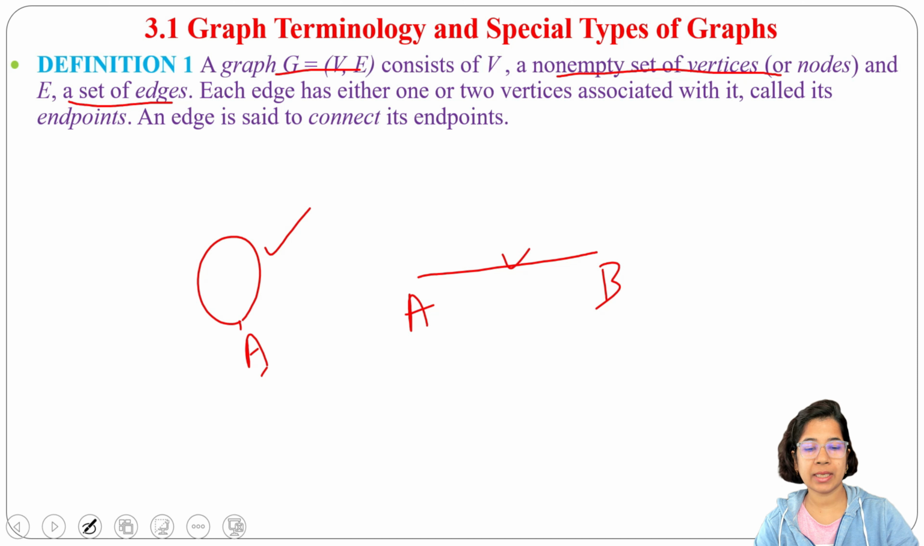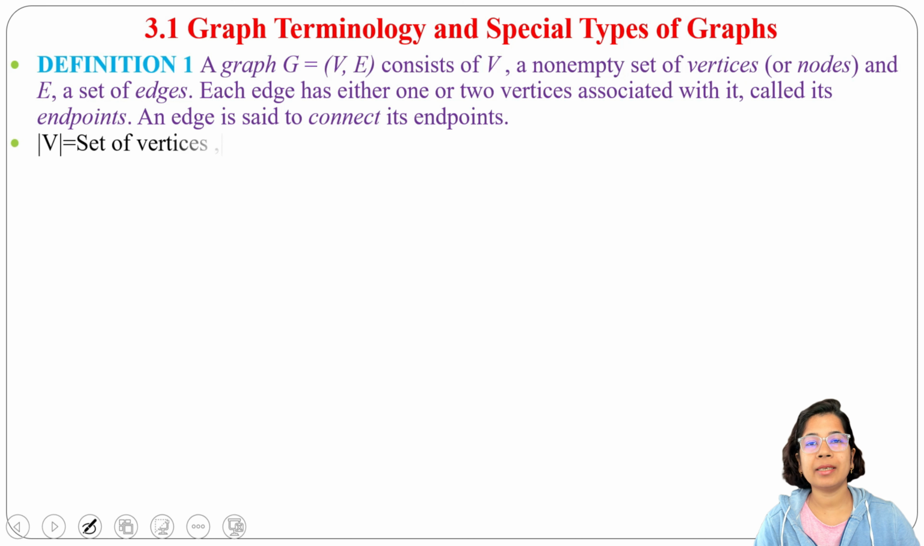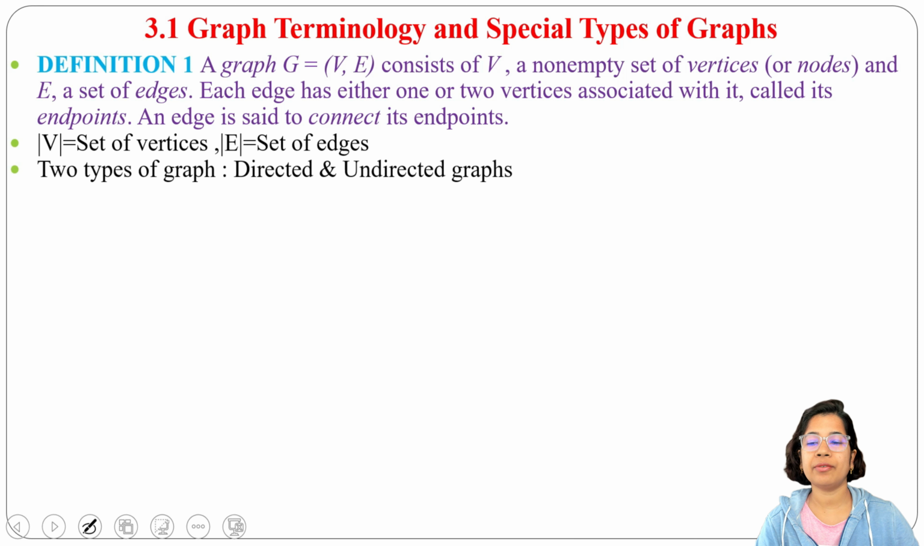So for this edge A, B are endpoints. For this edge A is the endpoint. So an edge is said to connect its endpoints. For this edge A and B are its endpoints, and it connects A and B. |V| is the cardinality of the set of vertices and |E| is the cardinality of the set of edges. There are two types of graph. One is directed graph, another is undirected graph.